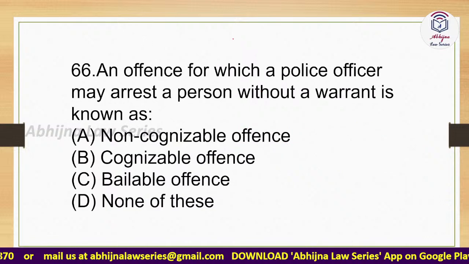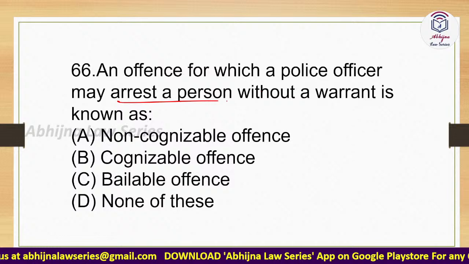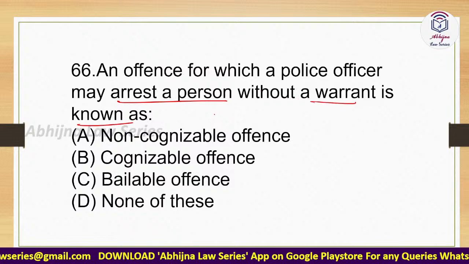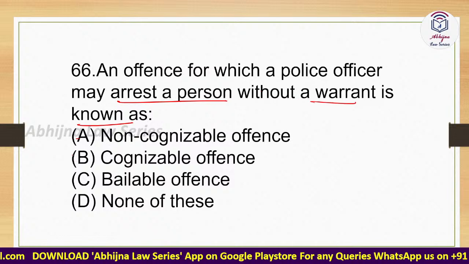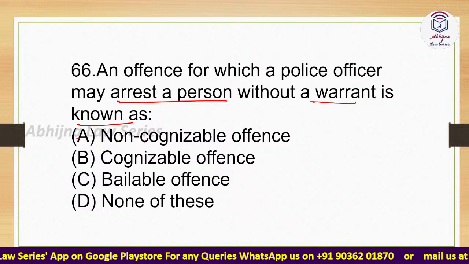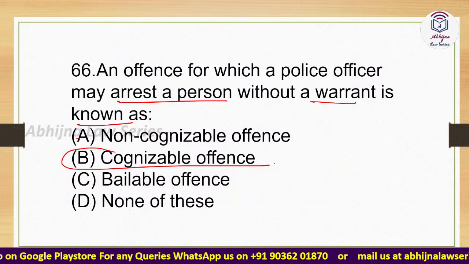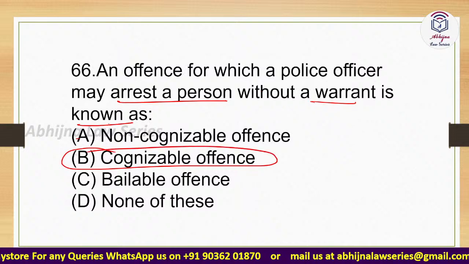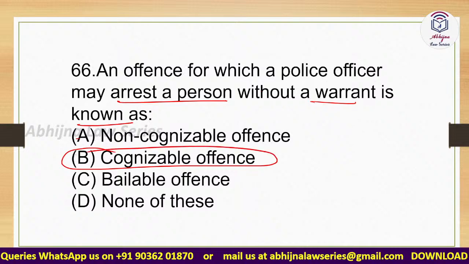An offence for which a police officer may arrest a person without a warrant is known as: non-cognizable offence, cognizable offence, bailable offence, or D, none of these. So it is said to be a cognizable offence. The police officer has the power to arrest without warrant. So B is the answer.